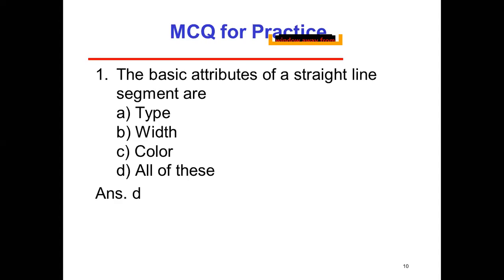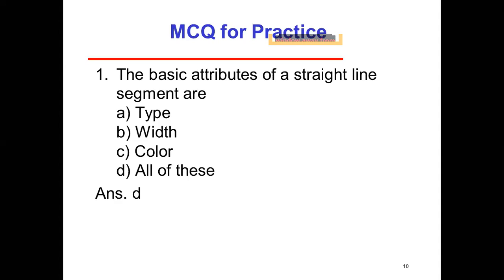So you have an idea of such questions. This is nothing but sample questions only for your practice, whether it is a multiple choice question or the long answer type. The first question is: the basic attributes of a straight line segment are. The answer is already given: type, width, color, all of these. So here the answer is all of these. This is only for your practice.